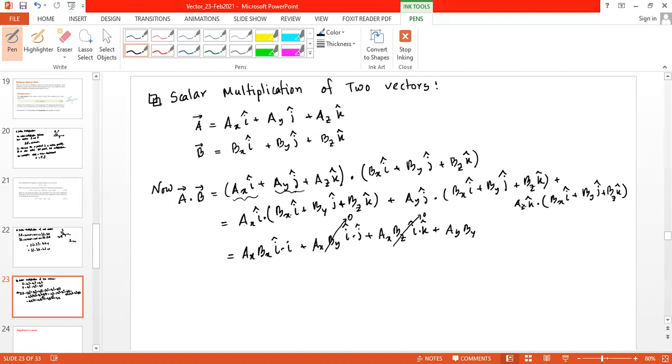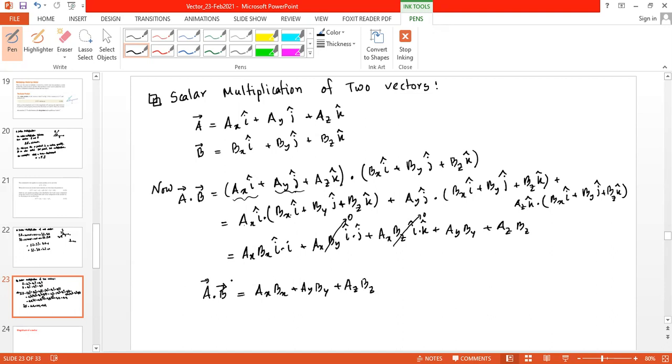Same thing for the third term. Az k dot i is 0, so Az Bx will be 0. k dot j is again equal to 0, so Az By will be 0, and k dot k equal to 1. So only one term will survive from here, that is Az Bz. So finally, we can write A dot B equal to Ax Bx, since i dot i equal to 1, plus Ay By plus Az Bz.